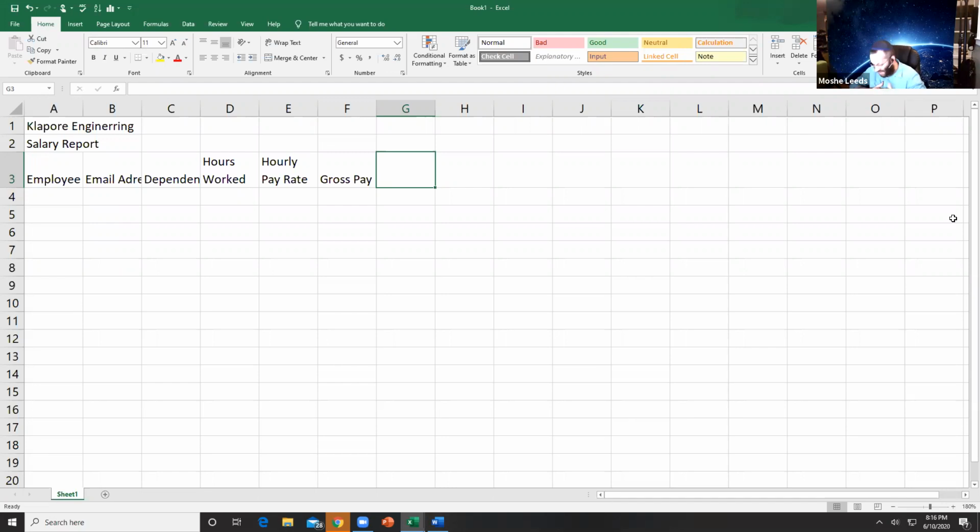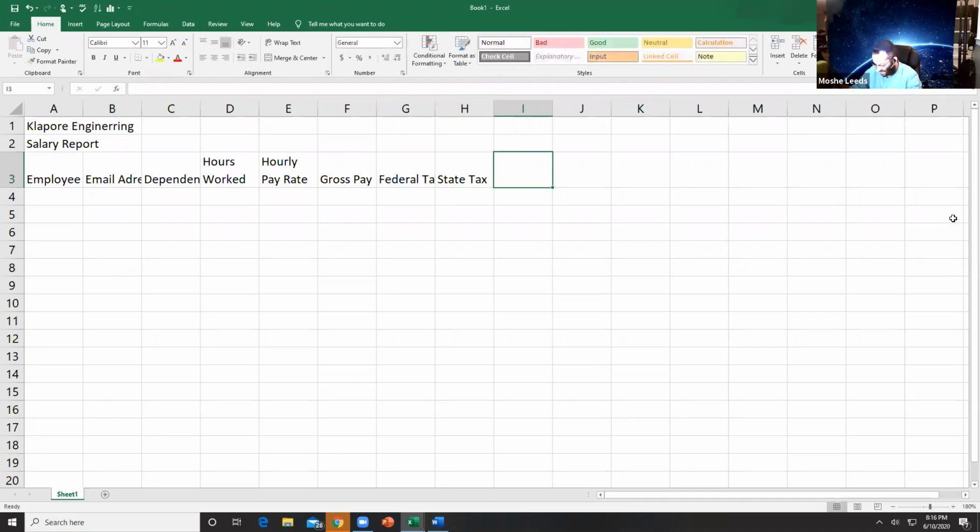The next one is F3. What am I doing? See, I missed something. E3, right, okay, sorry. Now I'm in G3. G3 is federal tax. Federal tax. Okay, then I want to be in H3. I'm going to type state tax.